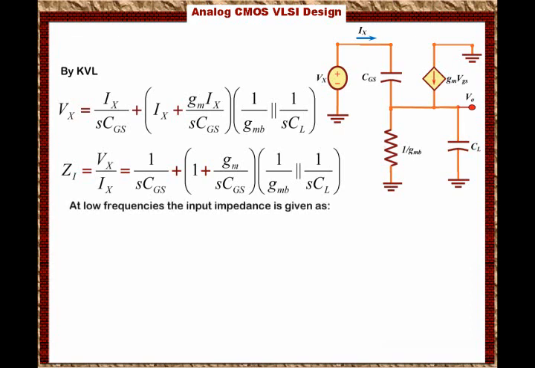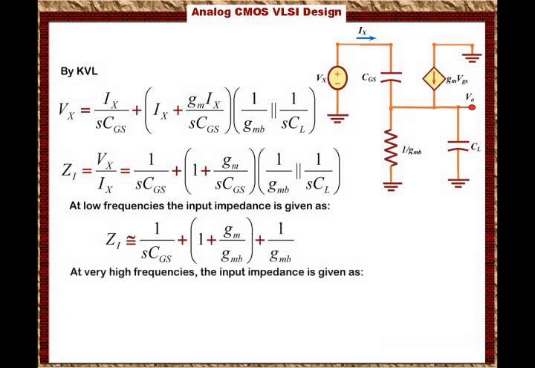So at low frequencies, we can say that the input impedance will be approximately 1 over s times Cgs plus 1 plus gm over gmb times 1 over gmb. And at very high frequencies, we can say that the input impedance is approximately 1 over s times Cgs plus 1 over s times CL plus gm over s squared times Cgs times CL.